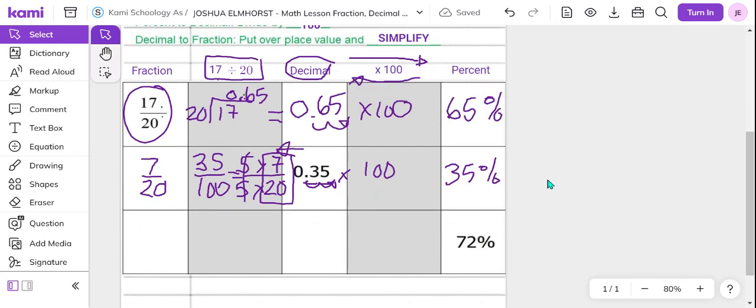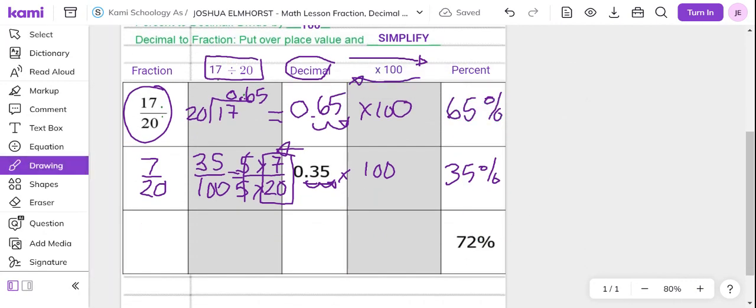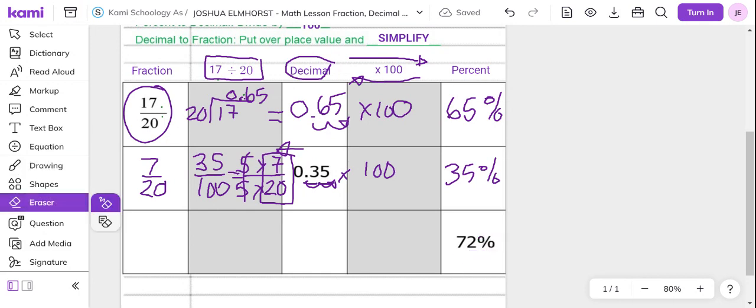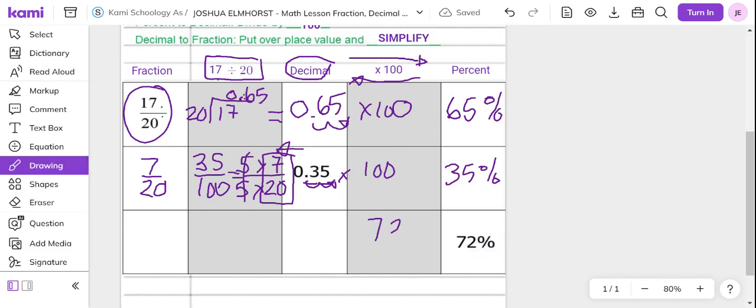So the last one down below, 72%. We're going to take that percent and divide it by 100. And dividing by 100 will remove the percent symbol. So let's do that here. 72 over 100, and that's going to be 72 hundredths. So it just moves the decimal place value 2 places to the left when you're taking it out of percent form.